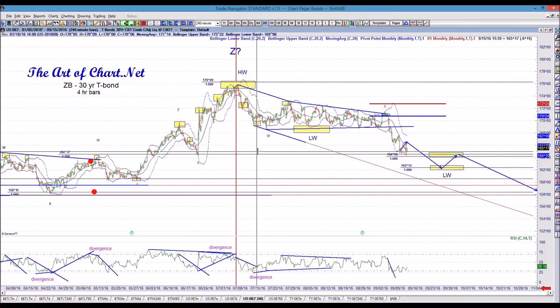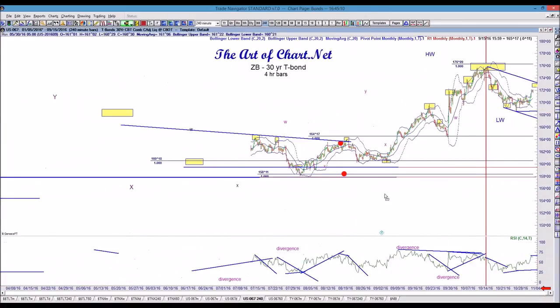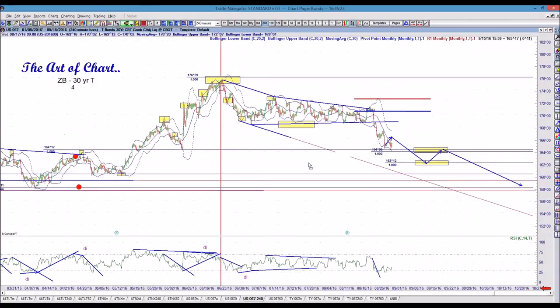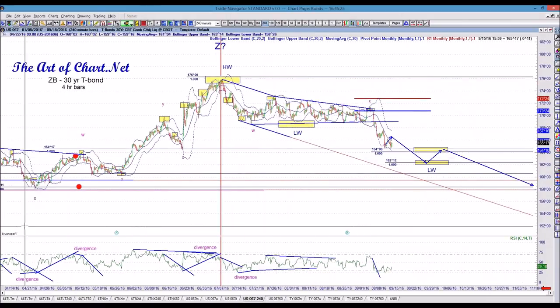By the way, here's another triangle. This is the one that got us launched into this final high. Here's a continuation triangle that went higher. And why did we say that? Because we had a high window. So I think larger context is important.